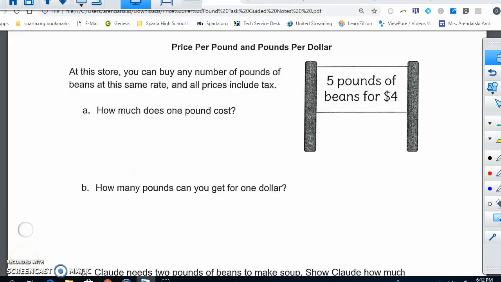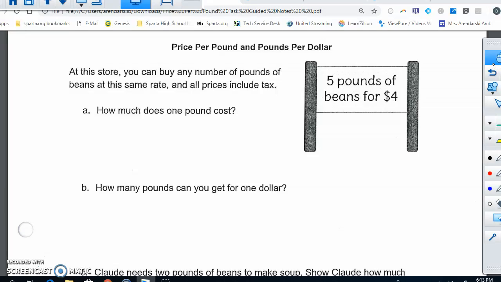Okay, we are going to work together through this worksheet. It's called Price Per Pound and Pounds for Dollars. Remember that we're allowed to use calculators for this unit. So before you begin, make sure you have your calculator handy so that you can use it for your calculations.